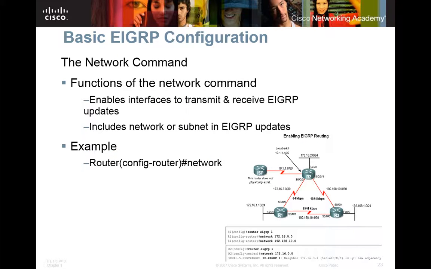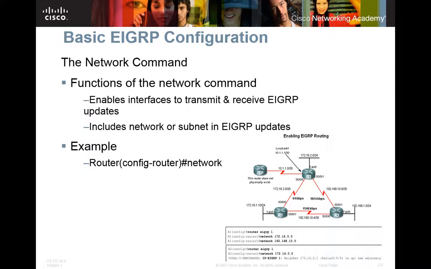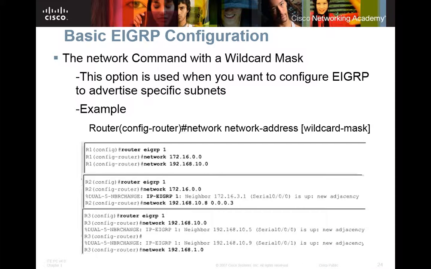Network commands. Enables interfaces to transmit and receive EIGRP updates. It includes subnets because it can be classless routing, right? Everyone with me? Let me get back here. The network command. If I'm giving my networks for EIGRP, that's fine, right? But if I want to give it a wildcard mask, anyone know what a wildcard mask is?